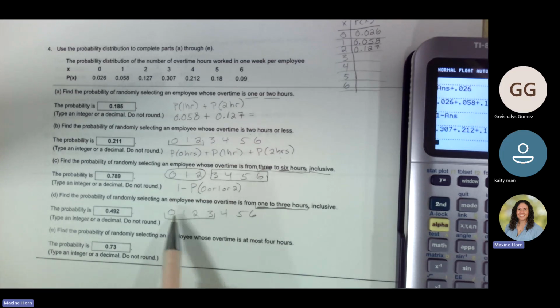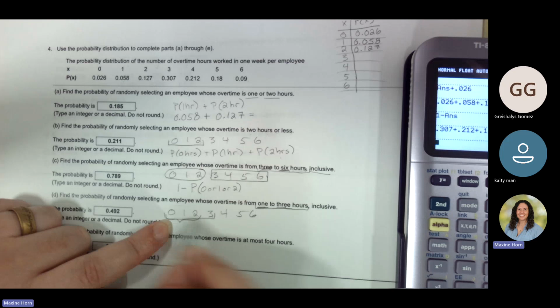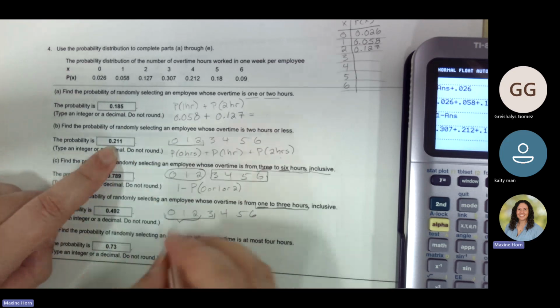Otherwise, I have to do this plus this plus this plus this. But I'm going to take a shortcut and I'm going to say, well, I already know this, so I'm just going to take it and add the probability of that to it. So what was just this part? Just these 3 added together, that was up here, right? That was the 0.211.